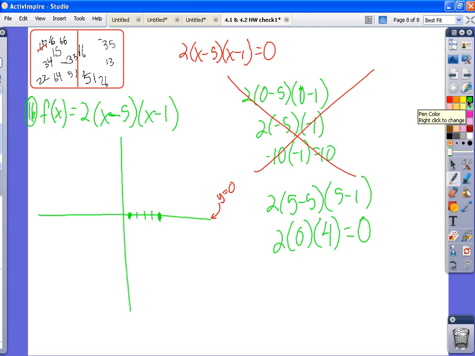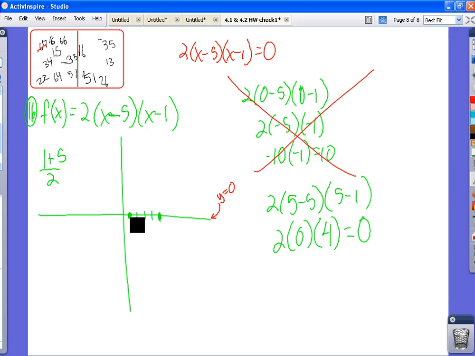What's the x value of the vertex? 3. How do you know 3? Because it's right between the two x-intercepts. If we were to add 1 plus 5 and divide that by 2 to find the middle, that'll give us 3. 6 over 2 is 3. So the x value of the vertex is 3.